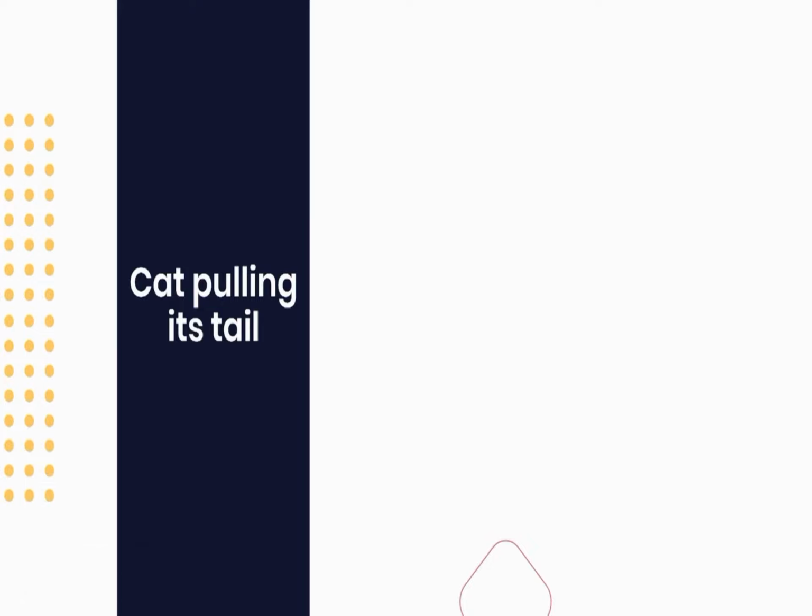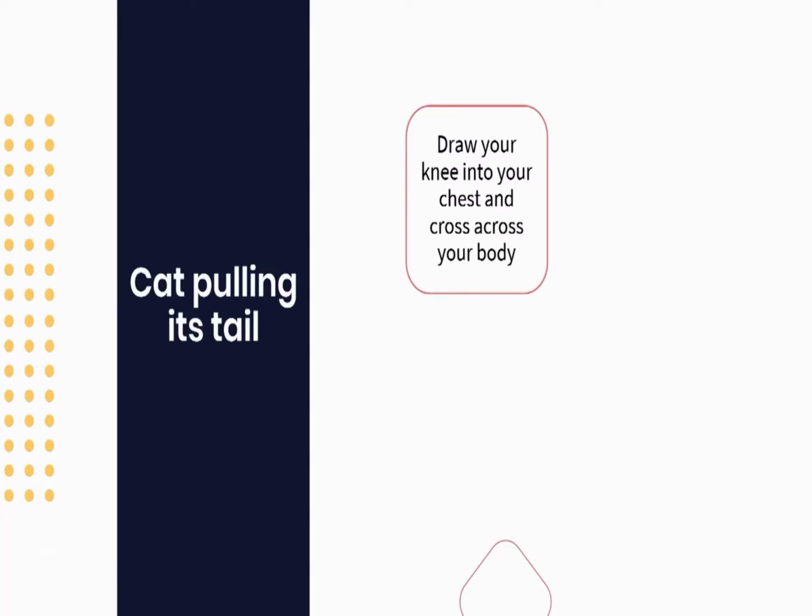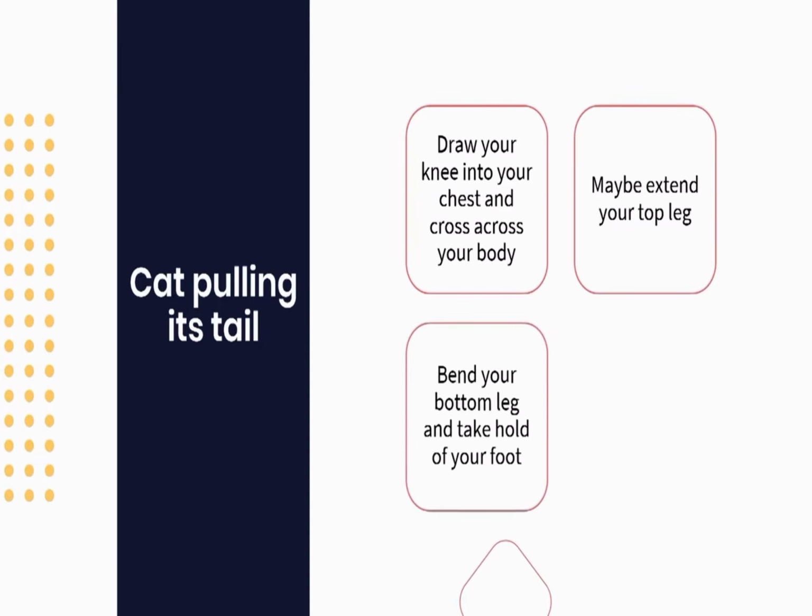Cat pulling its tail. Start by lying on your back. Draw your right knee into your chest, keeping your bottom left leg straight. Bring your top right knee across your body and to the side. If you feel comfortable, maybe extend your top right leg here. Bend the bottom left leg, bringing that heel towards your buttock.